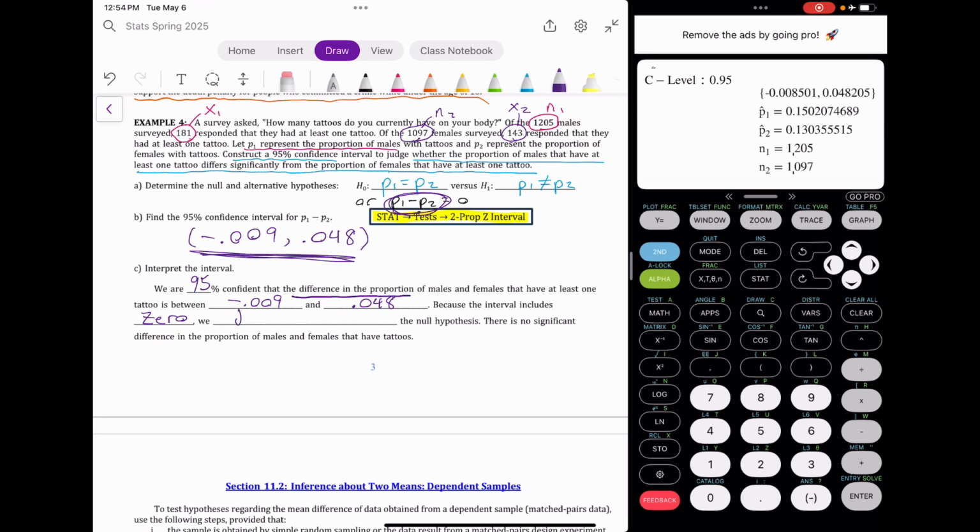We do not reject the null hypothesis. Right, because we assumed in the null hypothesis that the difference was 0. So since 0 is included in the confidence interval, we do not reject the null hypothesis. So there's no significant evidence to support the alternative.